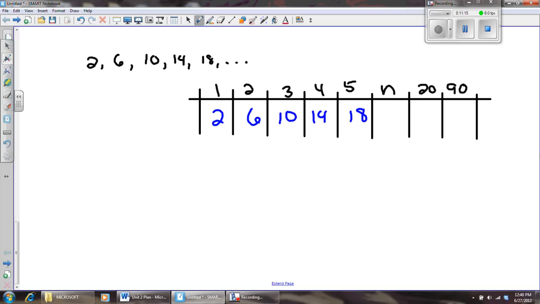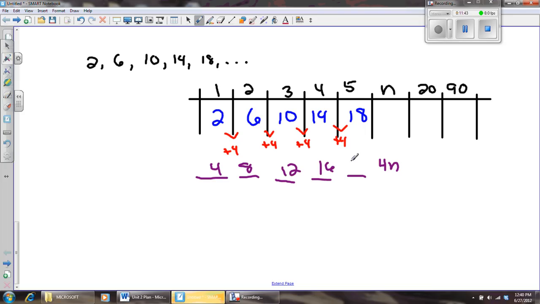Again, I'm looking for the first difference. Plus 4, plus 4, plus 4, plus 4. My answer has to be something like 4n. I'll test it and see if they're all off by the same amount. 4 times 1, 4. 4 times 2 is 8. 4 times 3 is 12, 16, and 20.